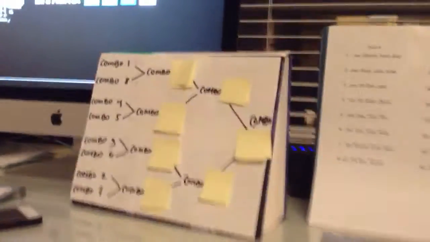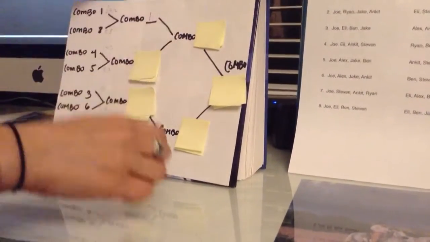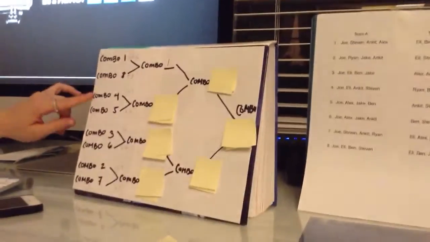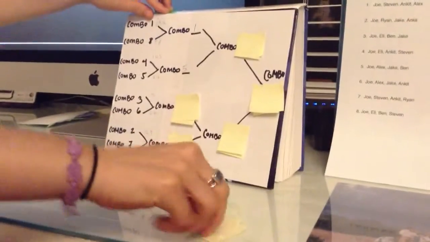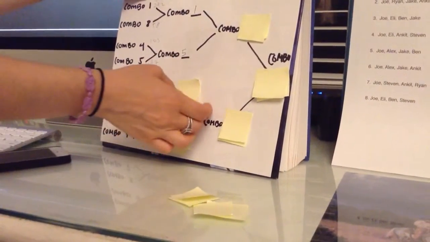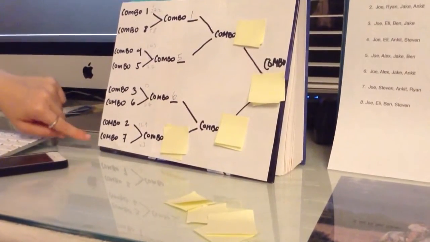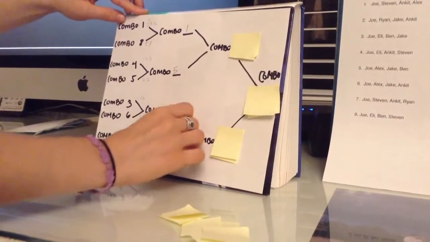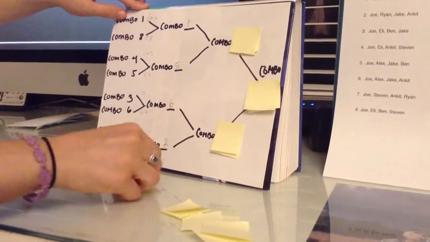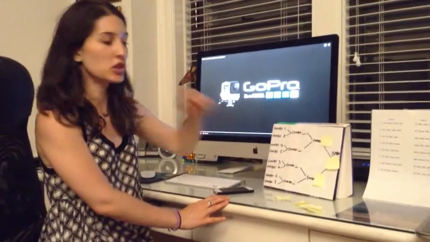And the winner of round 2, combination 1 versus combination 8, combination 1. Combination 4 versus combination 5, and the winner is combination 5, a slight upset. Combination 3 versus combination 6, combination 6. And combination 2 versus combination 7, combination 2. So we have combination 1 versus combination 5 and combination 6 versus combination 2.